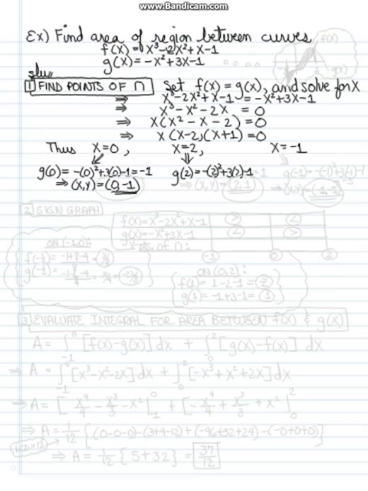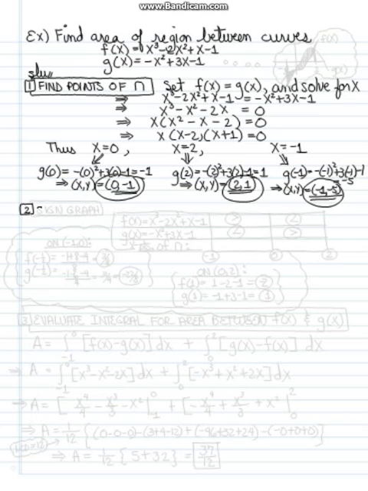For x equals 2, we plug that into the g function, and we get the ordered pair x, y equals 2, 1. And then plug x equals negative 1 into the g function, and we get the ordered pair of intersection x, y equals negative 1, negative 5. Okay, so here's our 3 points of intersection.